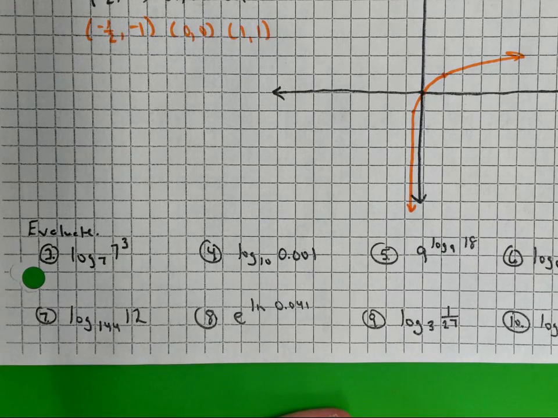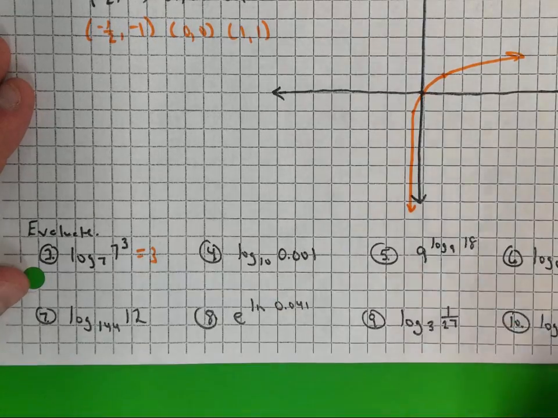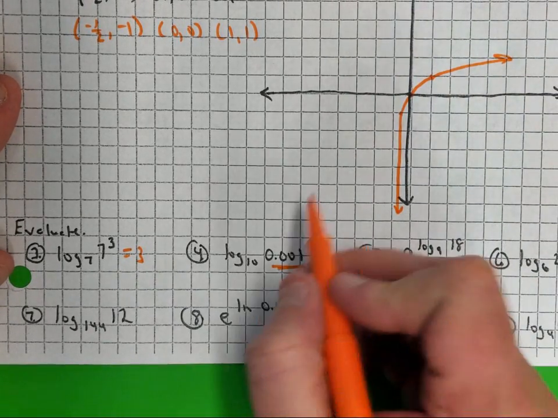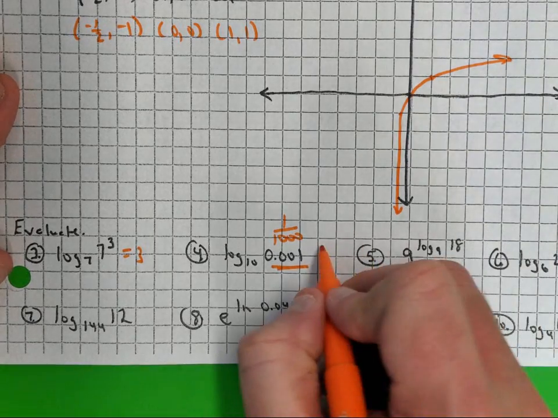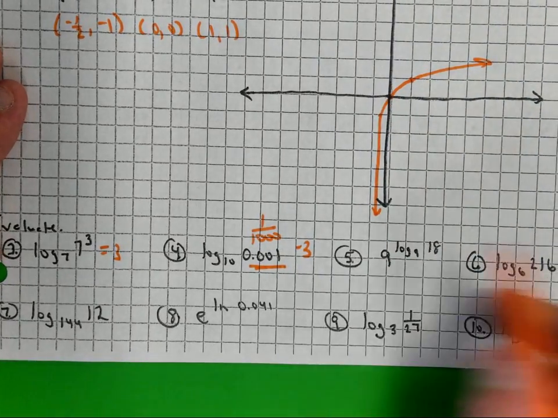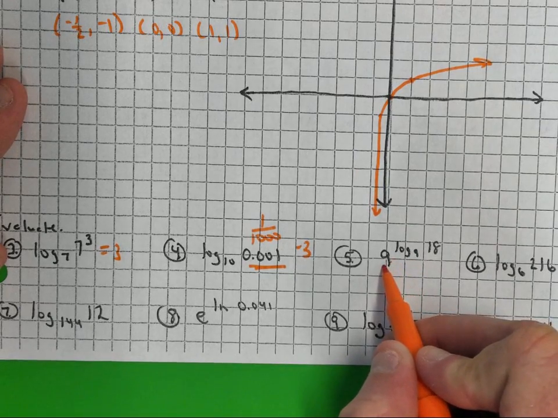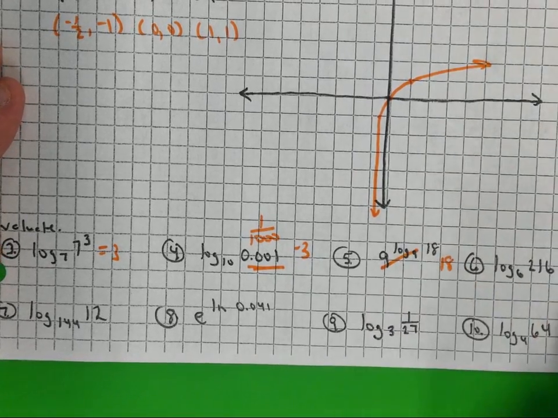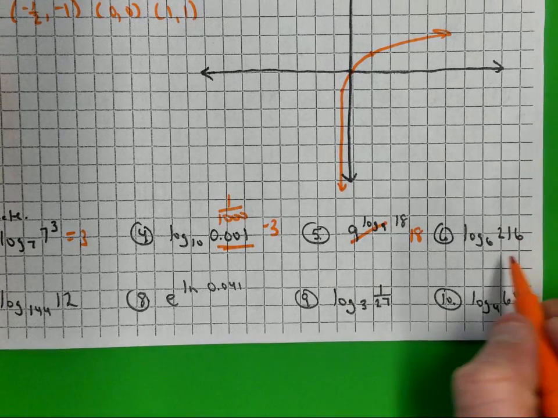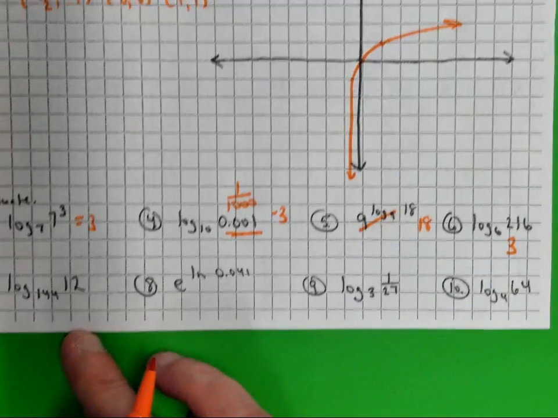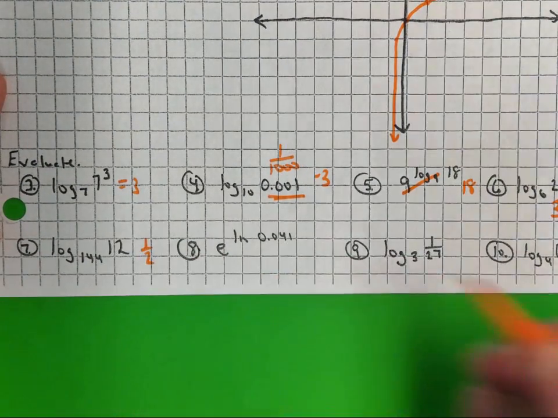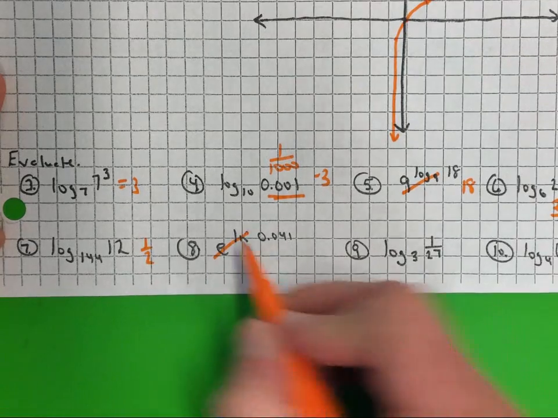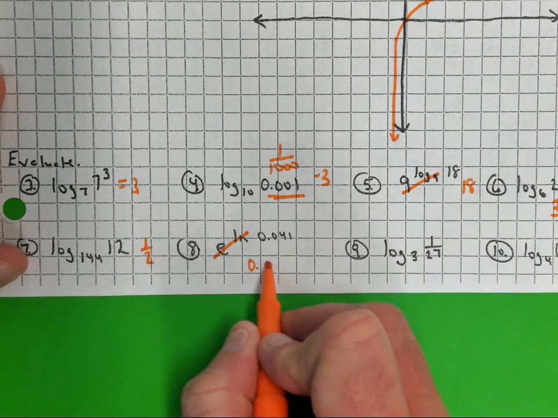Okay, evaluating logs. Here we go. Number 3, what would that be, class? 3, very good. Number 4, how could I rewrite this? 1 over 1,000. So 10 to what gives you 1 over 1,000? Negative 3. What happens here? Cancel out, so your answer is 18. 6 to what power gives you 216? What's the relationship between 144 and 12? You take the square root. Very good. What happens here? Cancel. 0.041.